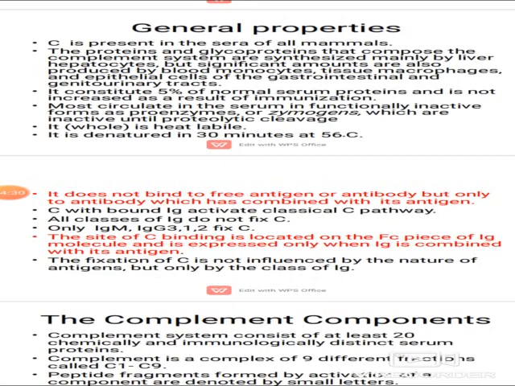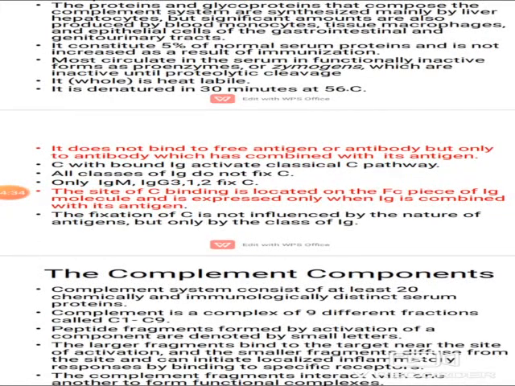All classes of Ig do not fix complement. Only IgM, IgG3, 1 and 2 fix complement. The site of C binding is located on the Fc piece of the Ig molecule and is expressed only when Ig is combined with its antigen. The fixation of C is not influenced by the nature of the antigen, but only by the class of Ig.